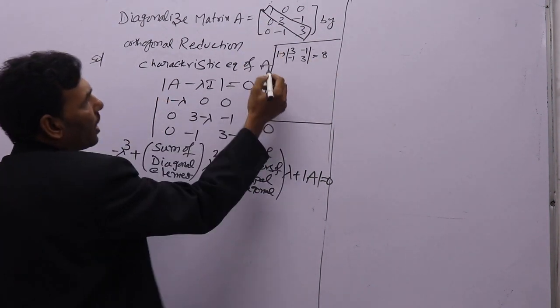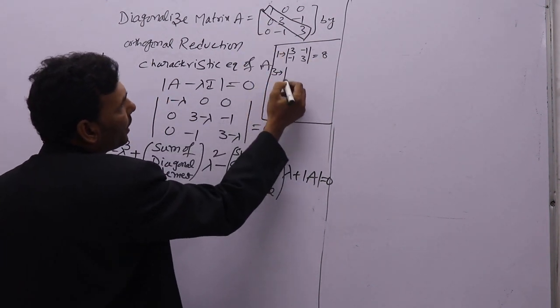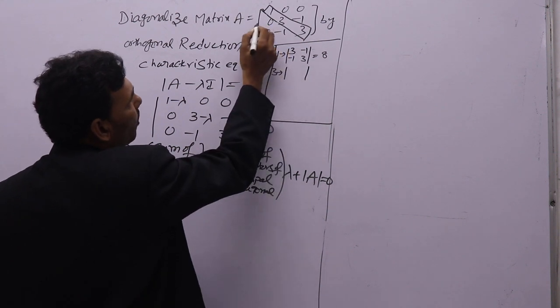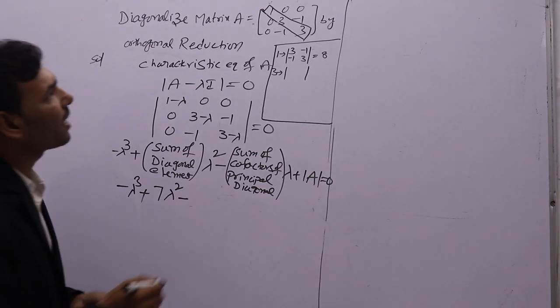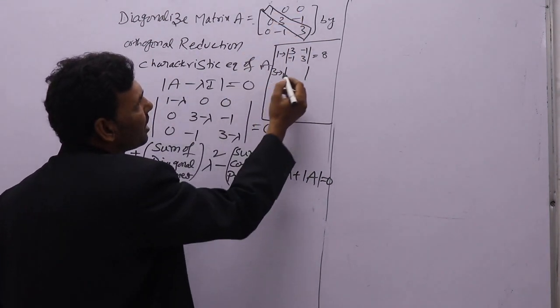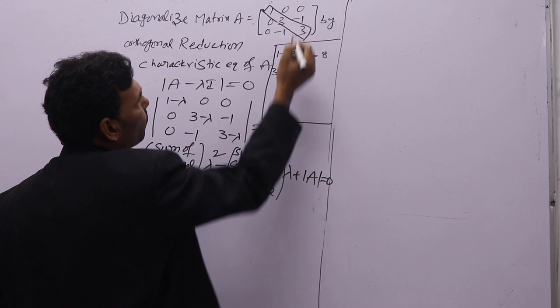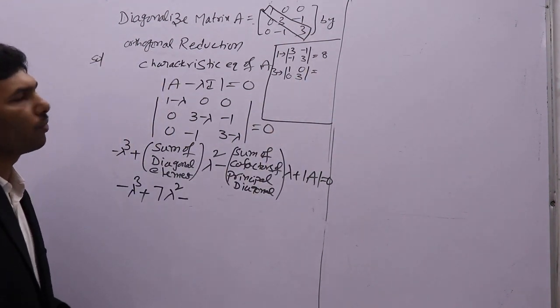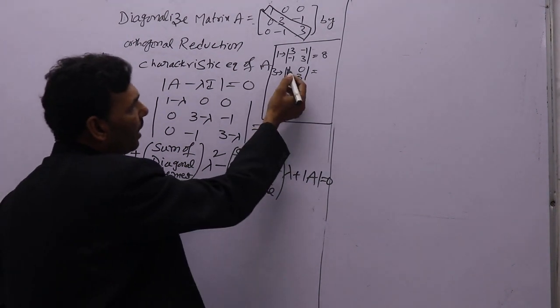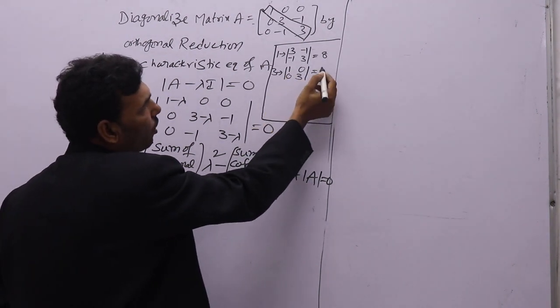Next, for the next element 3, we need to calculate the cofactor. The corresponding column and row are eliminated. That is, second row, second column is eliminated. What remains are the elements 1, 0, 0, 3. Now find the AD minus BC technique: 1 3s are 3, 3 minus 0, 3.